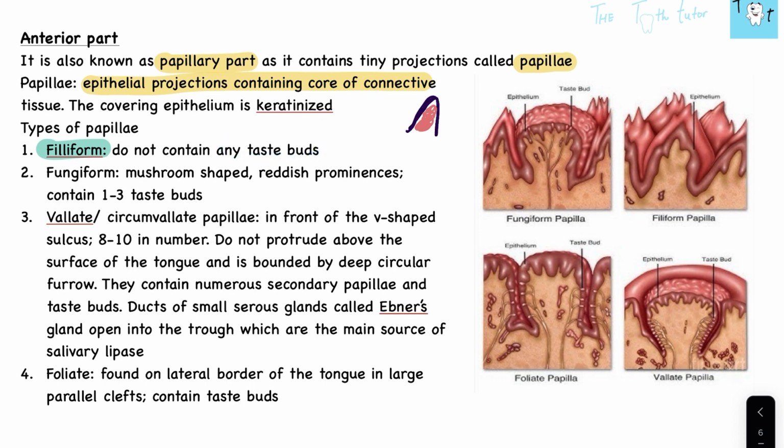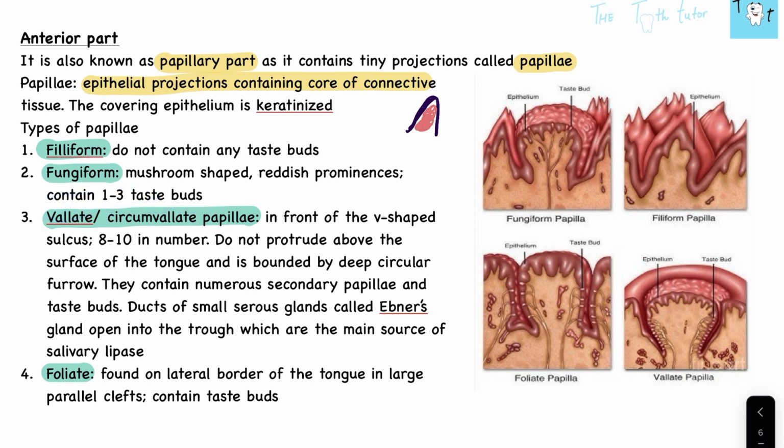Then the other papillae, I'll just highlight. And then we have fungiform papillae. The fungiform papillae are mushroom shaped. They are reddish in color because their epithelium is very thin. They appear reddish because the capillaries are visible. So they're mushroom shaped, reddish in color, and they contain 1 to 3 taste buds.